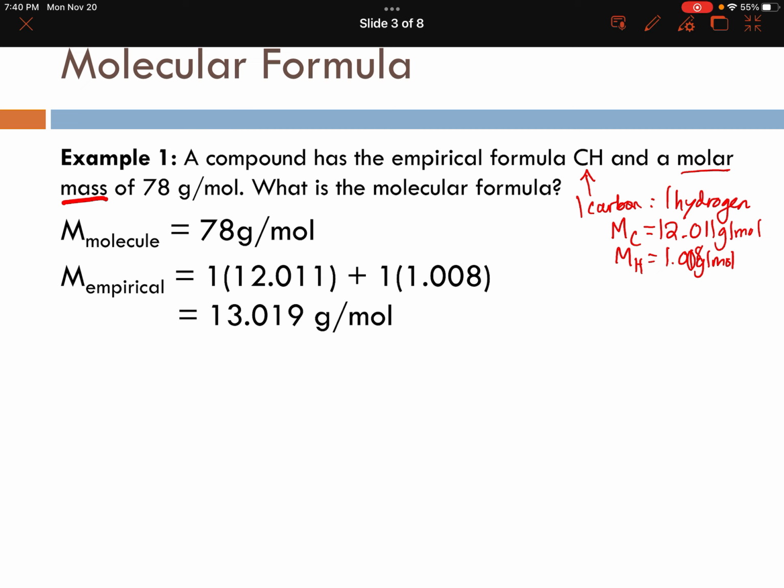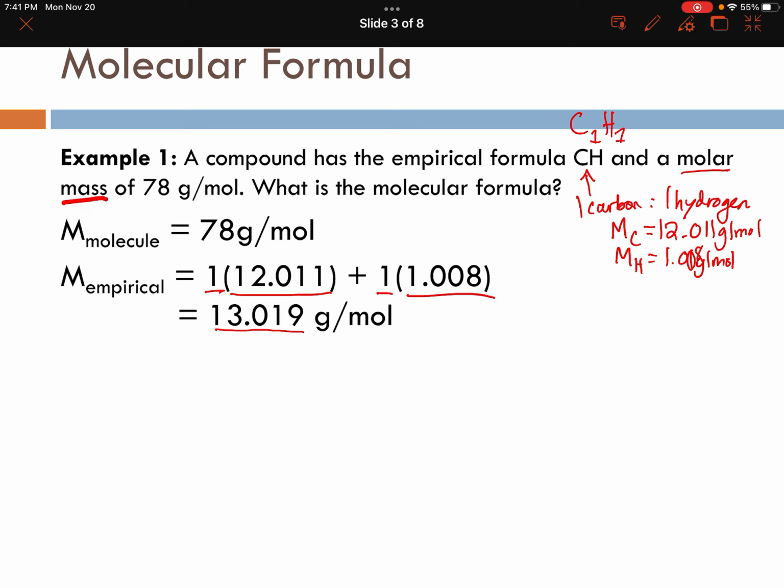So let's put those 2 together with my empirical formula. I have 1 carbon in my empirical formula, right? That's CH means C1H1, a ratio of 1 to 1. So I do 1 times the molar mass of carbon. And I have 1 hydrogen, so I do 1 times the molar mass of a single hydrogen, either 1.008 grams per mole or 1.01 if you want to round it off, that'll be fine. That gives you your molar mass of the empirical formula as 13.019 grams per mole.